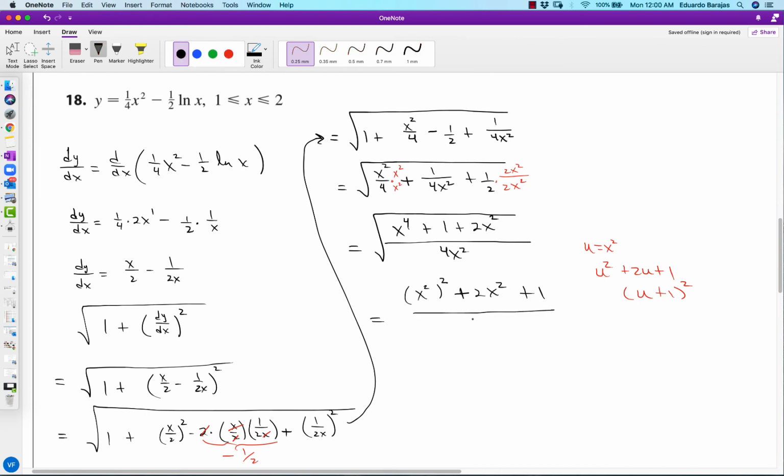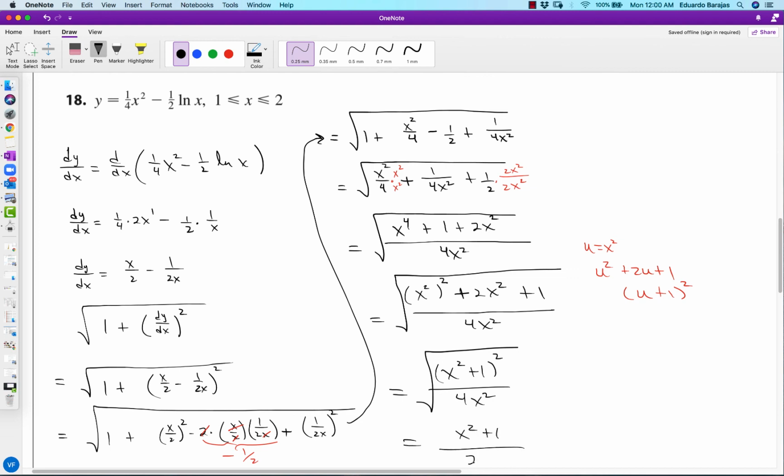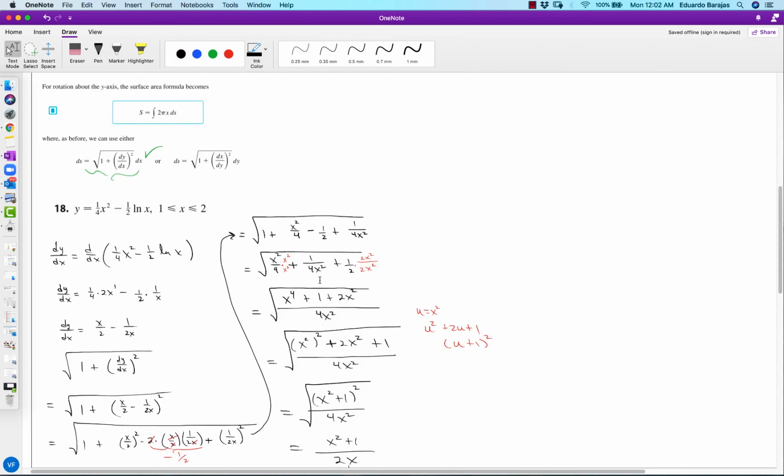And then in the denominator, we have this 4x squared, square root of that whole thing. So this becomes x squared plus 1, parentheses, squared, all over 4x squared, square root of that whole thing. And so now we can simplify it to just be x squared plus 1 divided by 2x. Okay, so we're almost there.